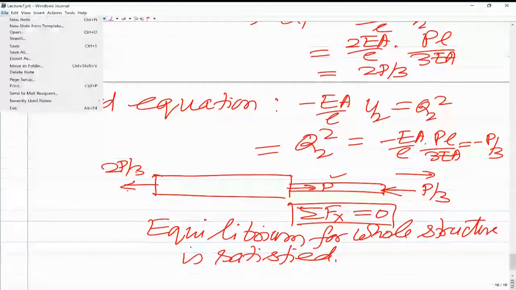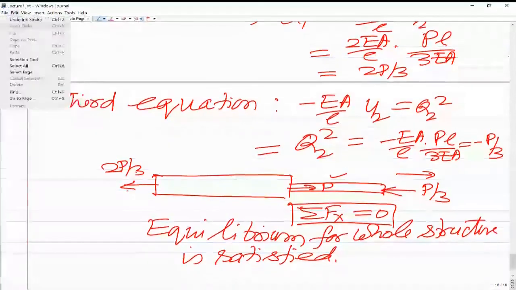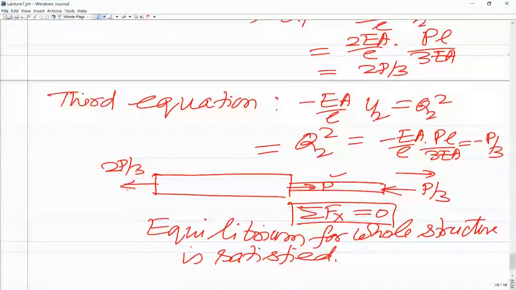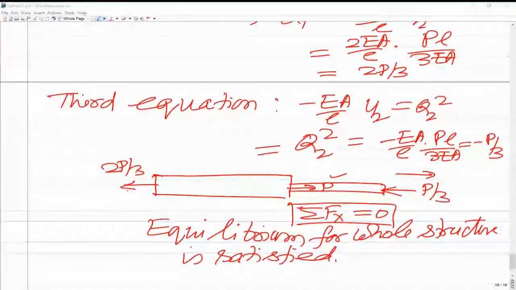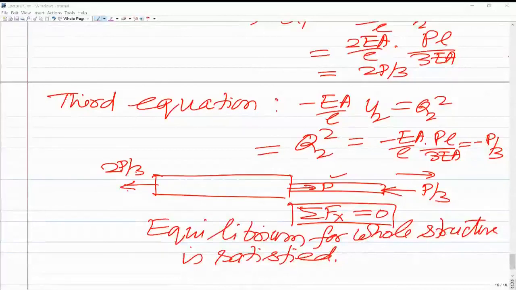So now if you have any doubts and questions, you can ask. Any doubts, questions? Anybody? These are very basic steps of finite element, and you should understand all these steps. Any doubt, question, anybody? Yes?